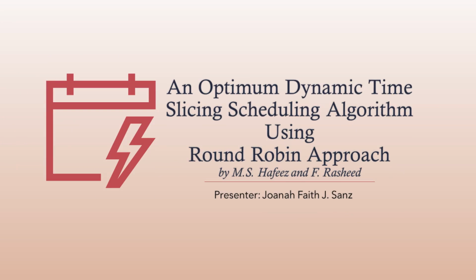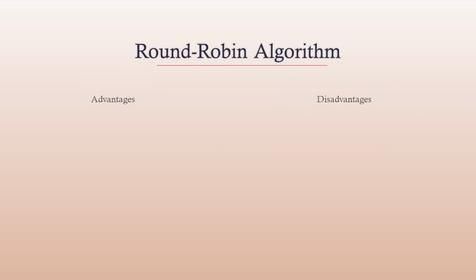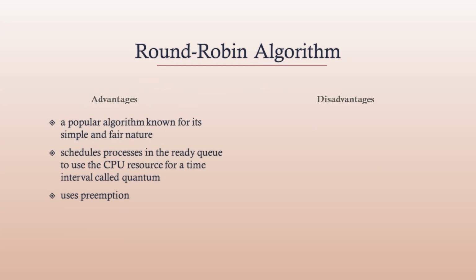In this video, I will present a modified version of the round-robin algorithm named Optimum Dynamic Time Slicing Round-Robin by Muhammad Hafiz and Farhan Rashid. Round-robin is a popular algorithm known for its simple and fair nature. This algorithm schedules process in the ready queue to use the CPU resource for a time interval called quantum. The idea of round-robin is to give equal opportunity for all processes to run at a quantum time by preempting.